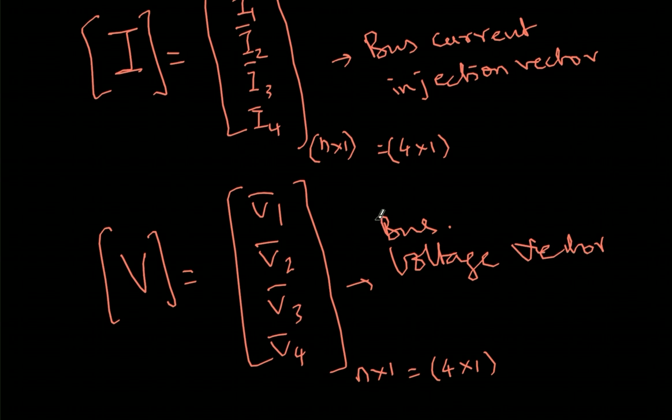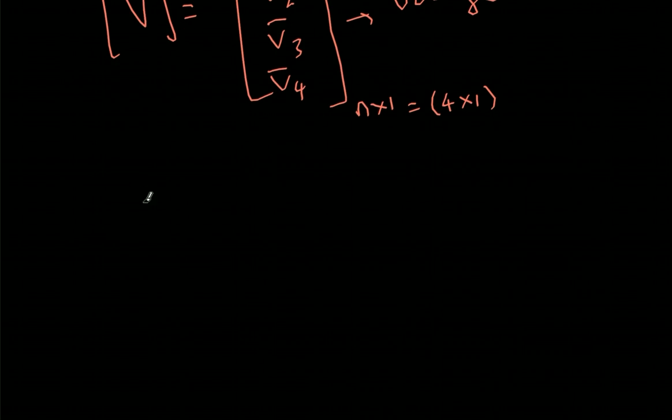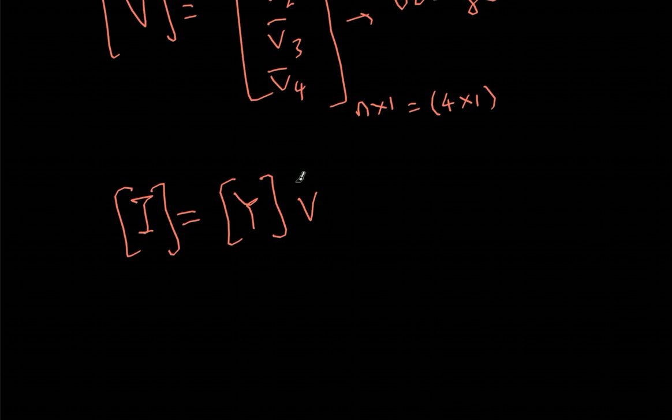Now we can ask a question, what is the relation between these two matrices? The relation will be something like this: I equal to Y V. Now Y is a matrix that is actually our bus admittance matrix. What will be the size of this? I is n rows and 1 column, and V is n rows and 1 column. So therefore Y should be n cross n. Then the size will match.